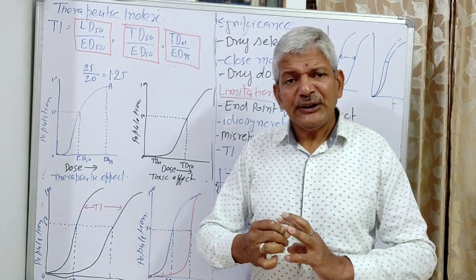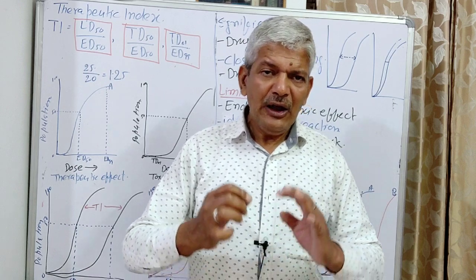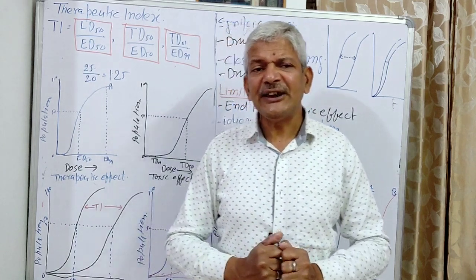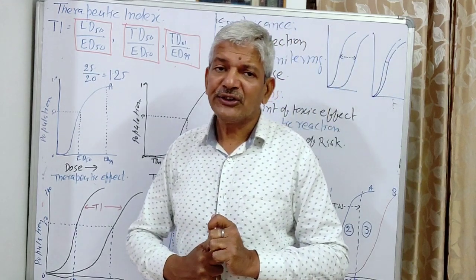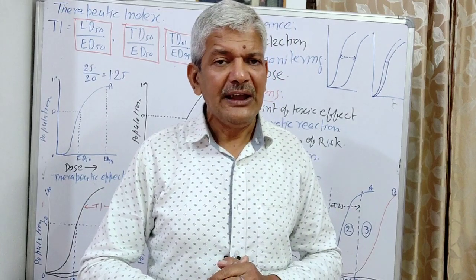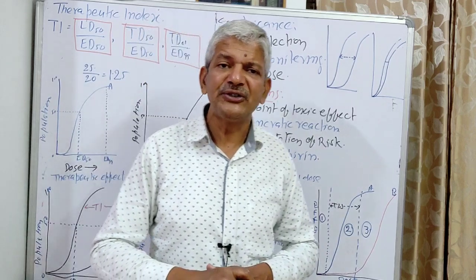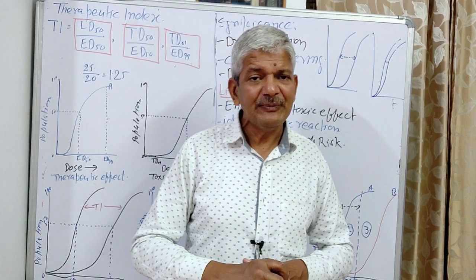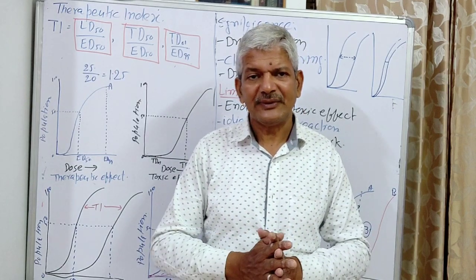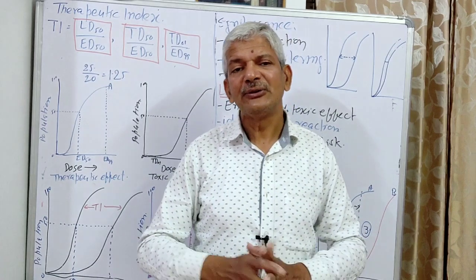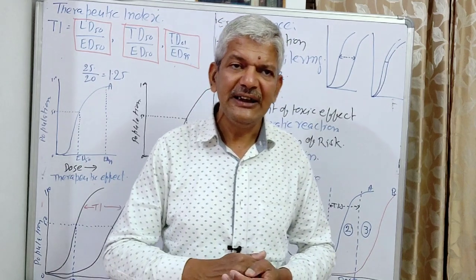Second point, toxicity of the drug varies from person to person. Suppose a person is sensitive. In that condition, a small amount of the drug will produce toxicity in that person. If a person is resistant, in that case, a large amount of the drug will not produce toxicity. Means this TD50 varies from person to person, and it cannot be used to get a fair knowledge or fair idea about the therapeutic index.